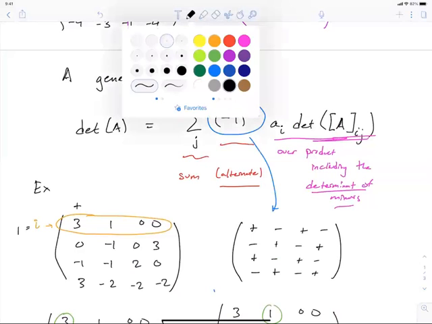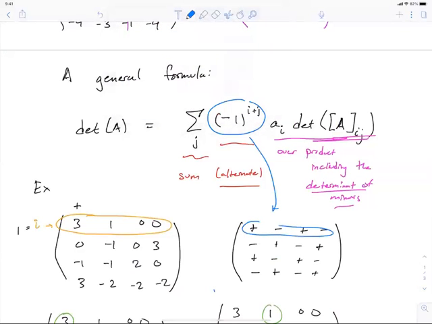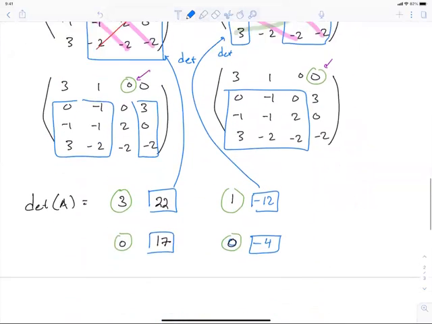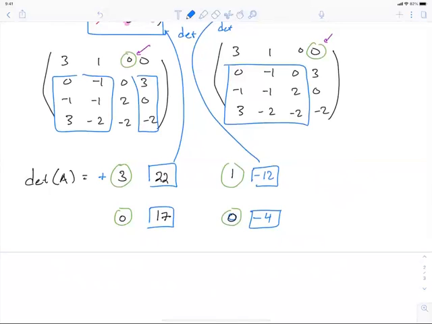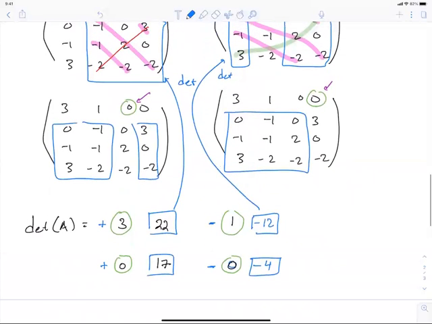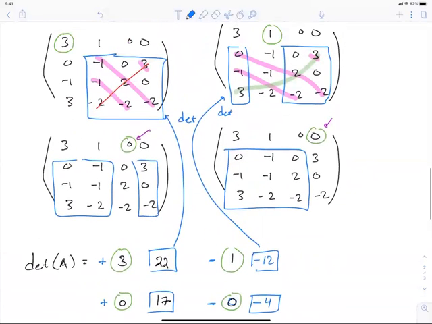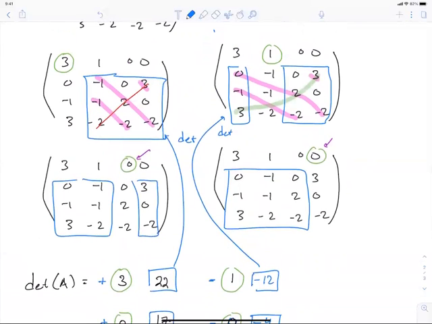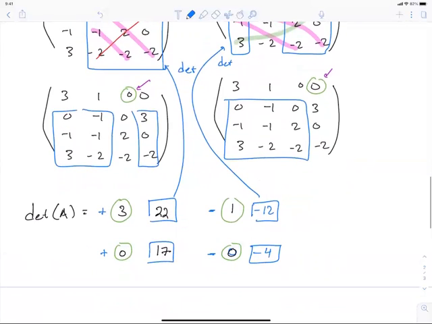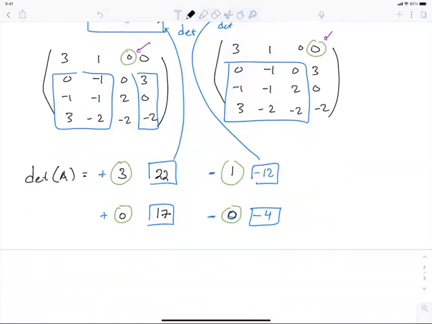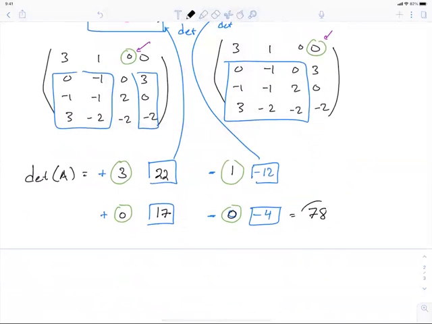So here this says we're going to use this plus minus plus pattern. So what we're going to do is down here we're going to use a plus, a minus, a plus, and a minus, right? So keep in mind the order in which we do these matters. This was the first, second, third, and fourth term going from left to right, and then, yes, top left, top right, bottom left, bottom right. 1, 2, 3, 4. So that's a minus, plus, minus, plus, minus. And when we add these together, we're going to get 78.